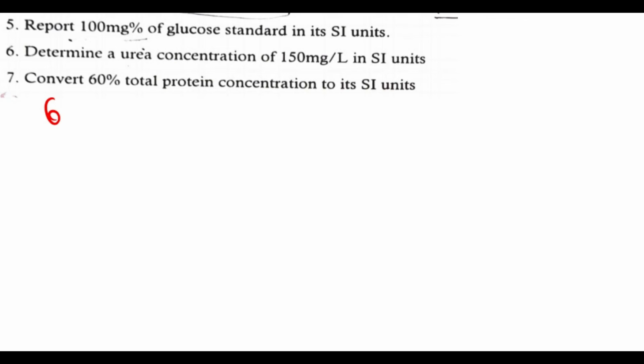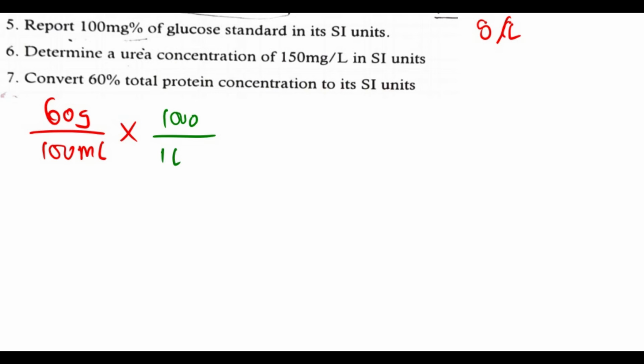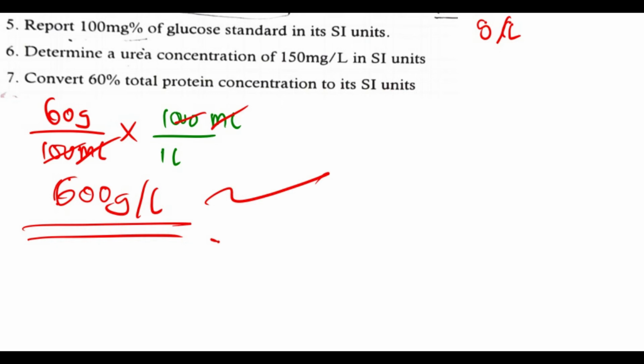So in this case, I'll say 60 grams per 100 mils. And I know the SI unit for protein is grams per liter. I don't even need molecular weight here, because I already have grams, so I just need to convert mils to liters. In 1 liter I've got 1000 milliliters. So mils and mils will cancel. Two zeros here should go, two zeros there should go. 60 times 10 is 600. So the correct answer is 600 grams per liter.